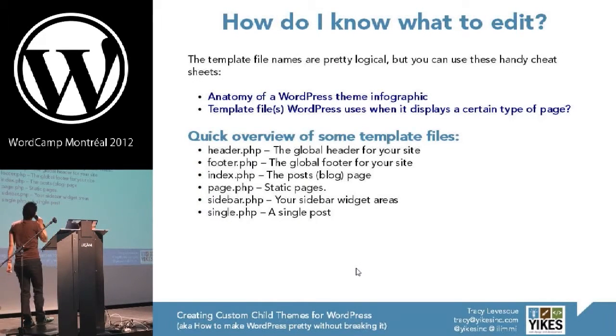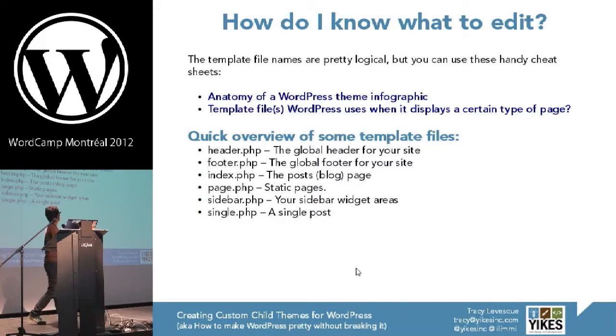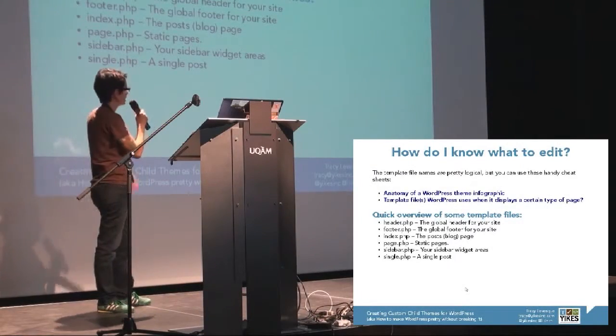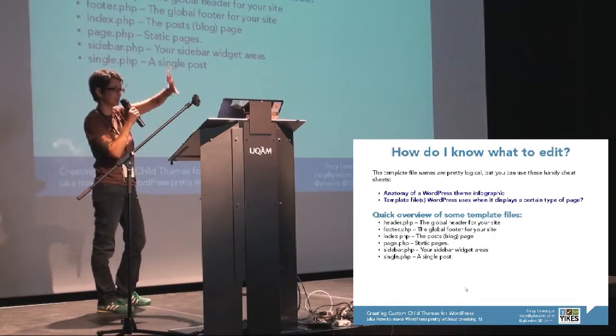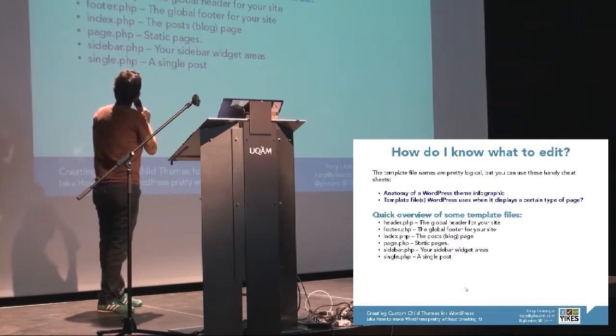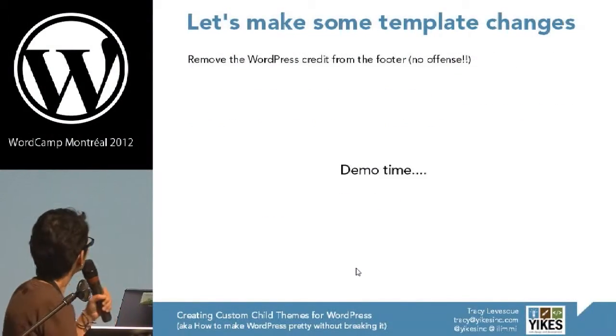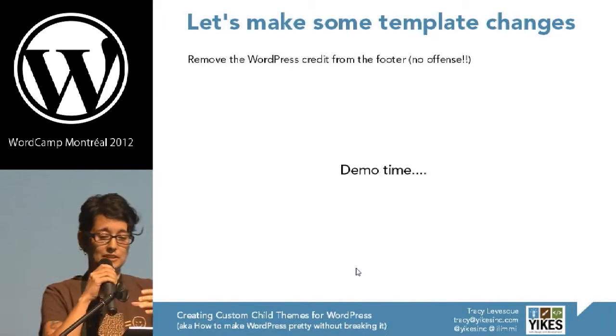So how do you know what to edit? The templates are pretty logically named, like header.php and footer.php and single.php for a single post and page.php for a page. But I have a couple links to the anatomy of a WordPress theme and the template files that was in the previous presentation. And it actually goes through and shows you exactly what all the different templates do. So let's make some template changes in our child theme.